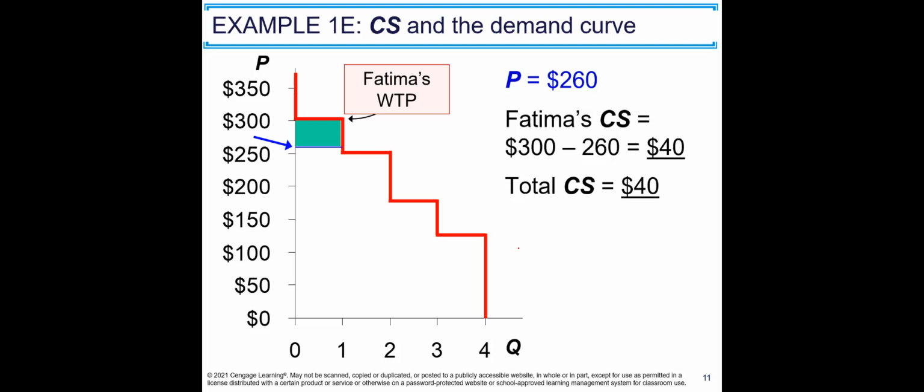If the price is 260, then this is the price line, 260, and the demand curve. The area between these two represents the consumer surplus. So this is a rectangular area, and we know that this part is 40, and this part is 1. So the area can be found by 40 times 1, which is 40. The green shaded area is the consumer surplus.